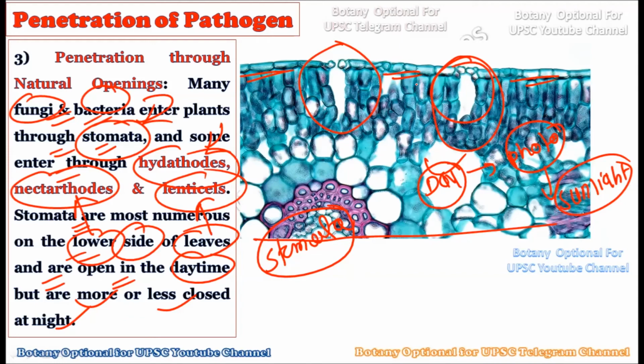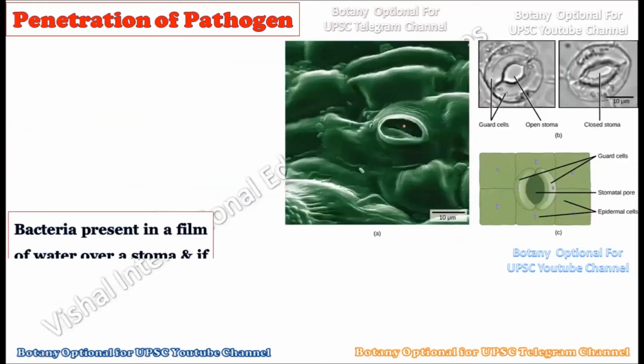Now this has an indirect effect on the pathogen, because during the daytime pathogens can enter the plant body because the stomata are open. But during the night, the chance of entering the plant body is very low, because the stomata are closed. So the opening and closing of stomata can also facilitate or inhibit infection. Natural openings are there in the form of stomata, hydathodes, nectarthodes, or lenticels, and these natural openings are exploited by pathogens like fungi and bacteria. But we also have to remember that natural openings like the stomata are open most of the time during the day and closed during the night.